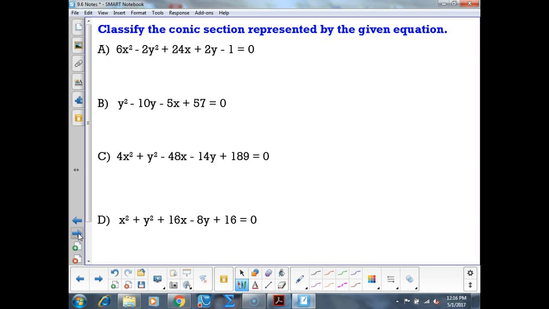So, in example A, do we have one squared term? We have two squared terms, right? We have an x squared and a y squared. So automatically, parabola is gone. In A, parabola is gone because I've got an x squared and a y squared term. So the first one, done. Second one was if there's a subtraction sign between those two. There is a subtraction sign right here. So that means this conic is a hyperbola.